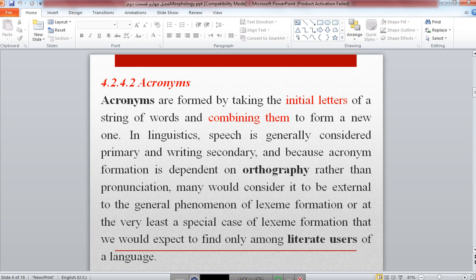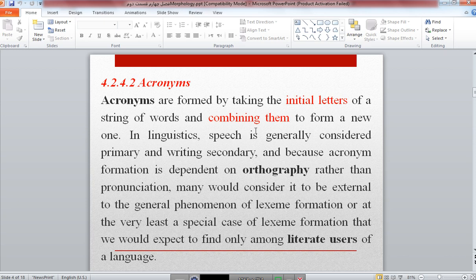which is related to lexeme formation and the derivational process is acronym. What is acronym? Acronyms are formed by taking the initial letters of a string of words and combining them to form a new word. So we select the initial letters of the words and combine them to produce a new word. We call this process acronym.